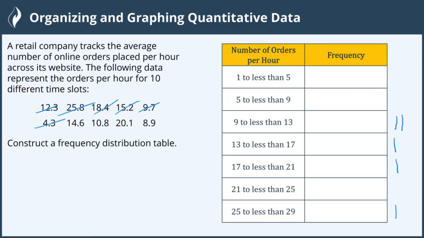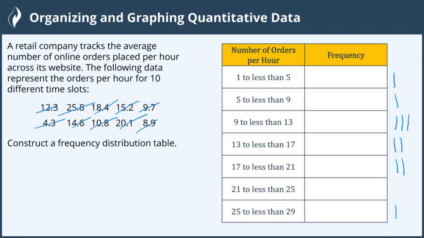4.3 belongs to 1 to less than 5. 14.6 goes in the interval 13 to less than 17. 10.8 goes in the interval 9 to less than 13. 20.1 is just a little bit less than 21, so that's going to go in the interval 17 to less than 21. And then finally, 8.9 belongs to 5 to less than 9.